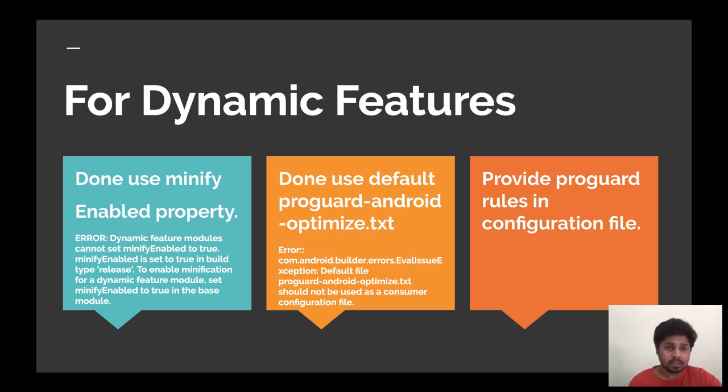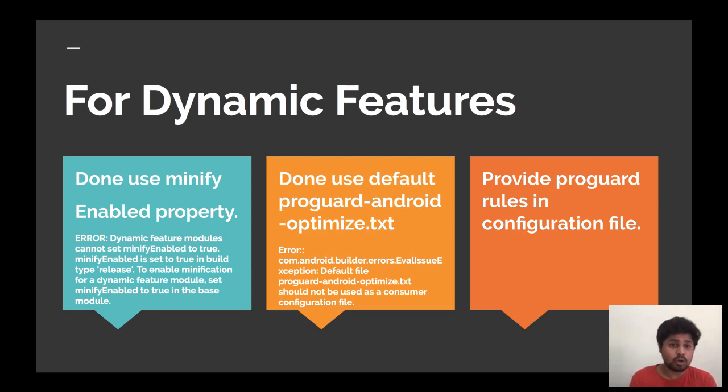First of all, don't use the minify enabled property, as it will give an error saying the dynamic feature module cannot set minify enabled to true. To enable minification for a dynamic feature module, set minify enabled to true in the base module. So this is the first thing that you need to do. Second, don't use the default proguard-android-optimize.txt file, as it will throw an exception. This is the file that the AAPT tool generates for you. This is the automatically generated file.